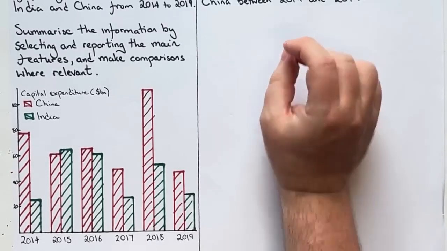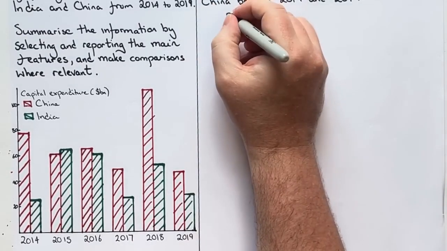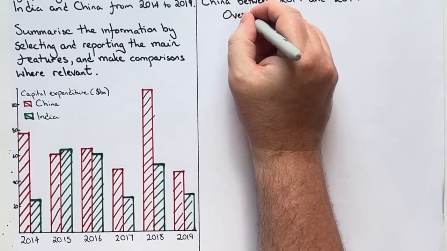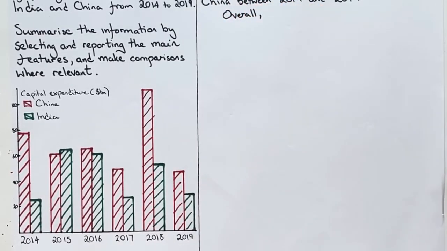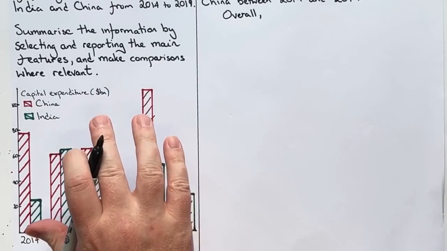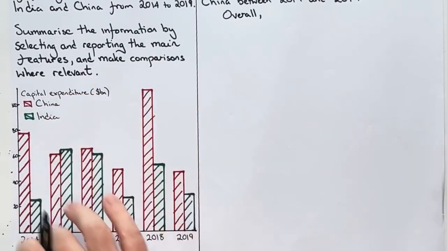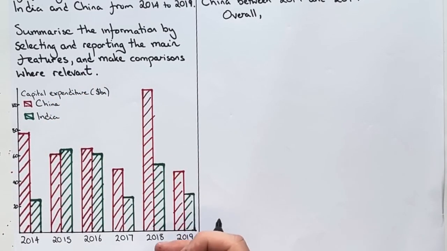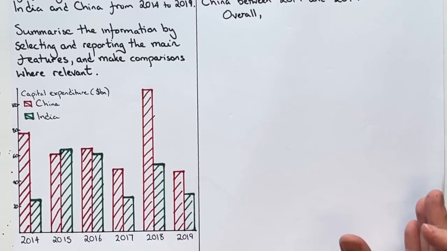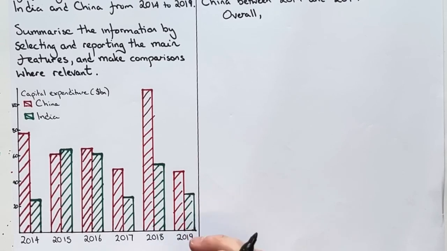Quality of it does. And we always start our overview with overall, comma. And then what we're going to do is look at this data and report between 2 and 4 of the most important features without reporting any specific data.